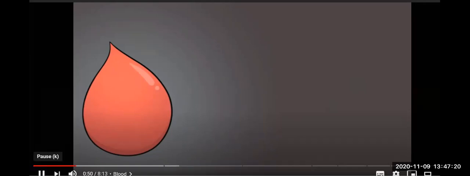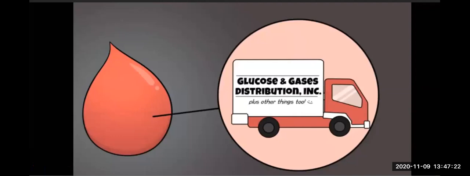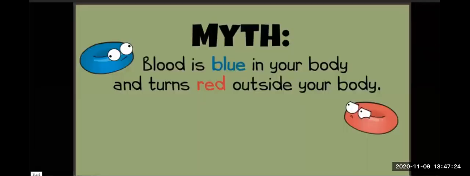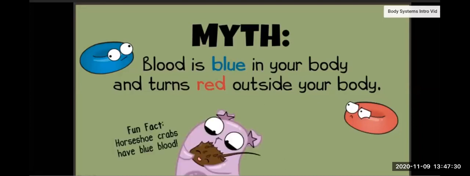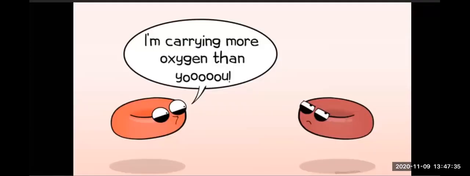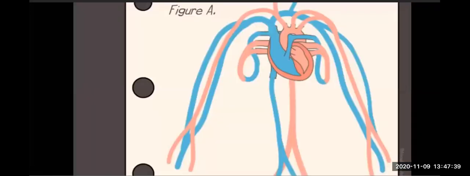Blood, the medium of how we transport glucose and gases. As we mentioned in our body systems intro video from many years ago, there are some misconceptions. Human blood is red, and always red, although the shade of red can vary based on how much oxygen is in the blood. Veins and arteries are often drawn in diagrams as blue or red to show whether they have lower or higher concentrations of oxygen.